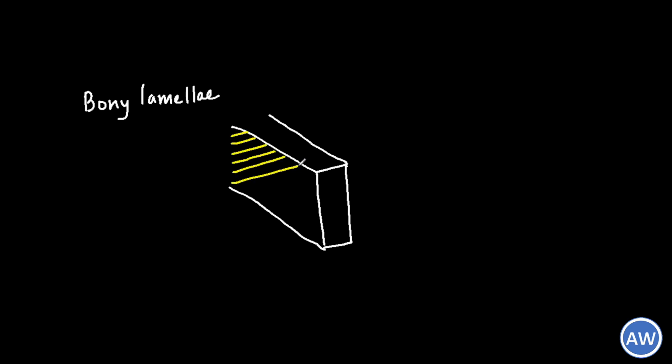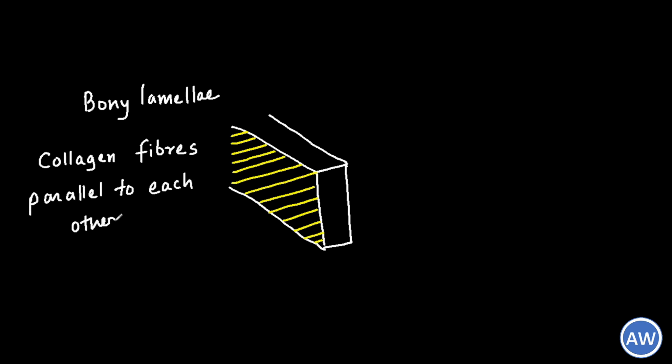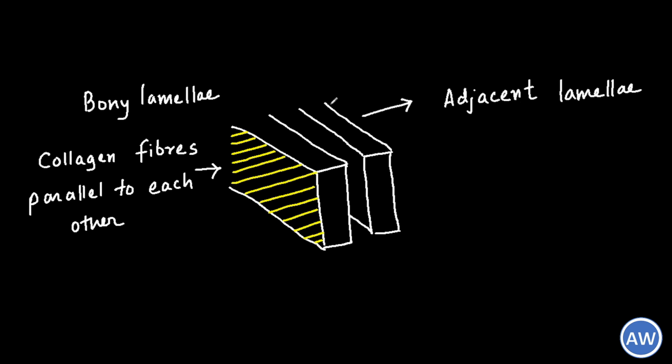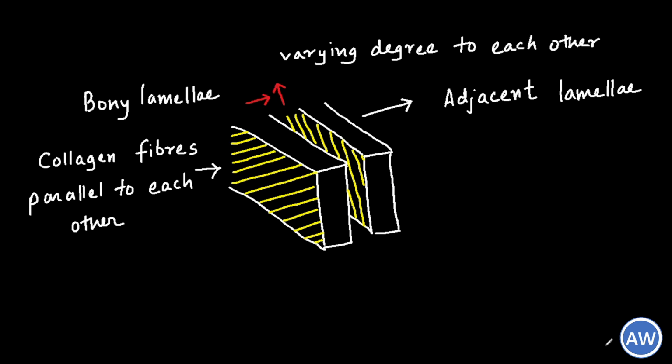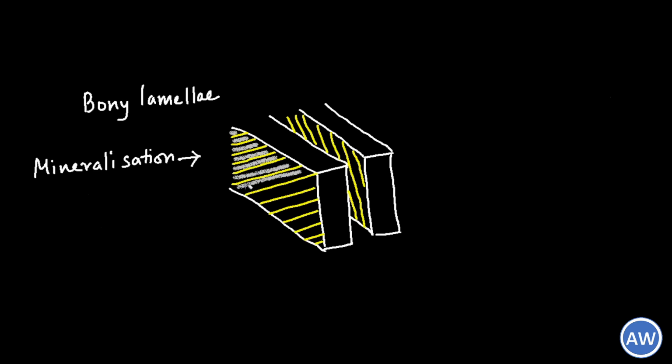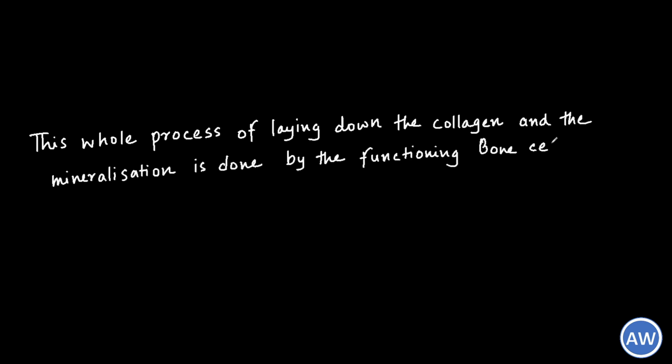Now let us try to understand how the lamellar pattern is created. If we look at an individual lamellae, we can see that the collagen fibers are laid down parallel to each other. When fresh collagen fibers are laid down next to it, the angles at which they are running are at varying degrees to the first one. This creates a new architectural pattern and hence it gives rise to a separate lamellae. The mineralization follows the very same pattern as the collagen fibers. The whole process of laying collagen and the mineralization is initiated by the then functioning bone cells called the osteoblasts.